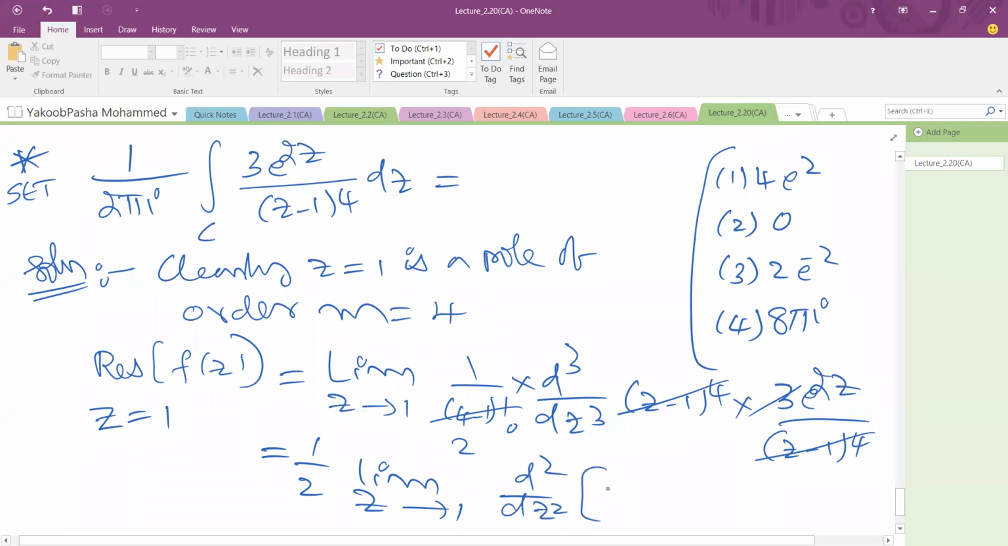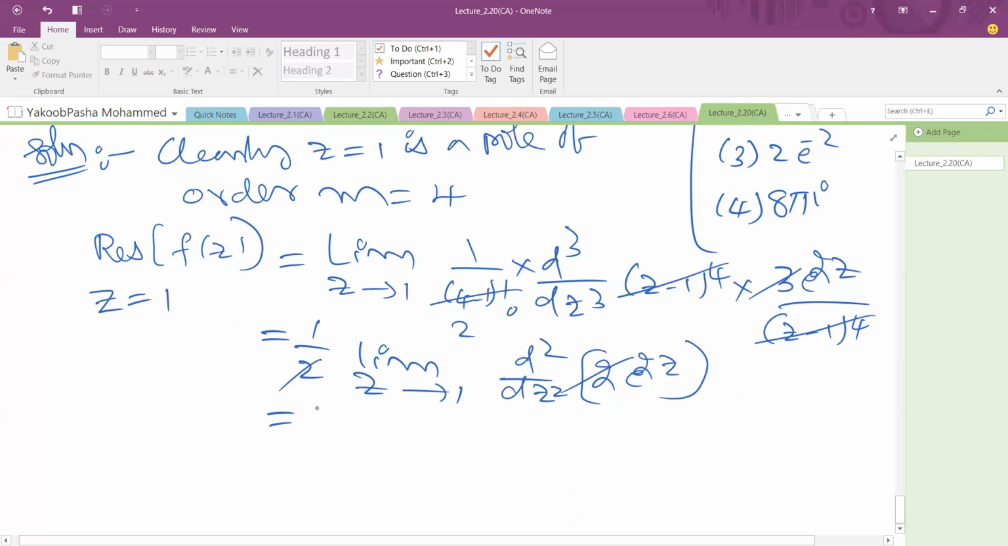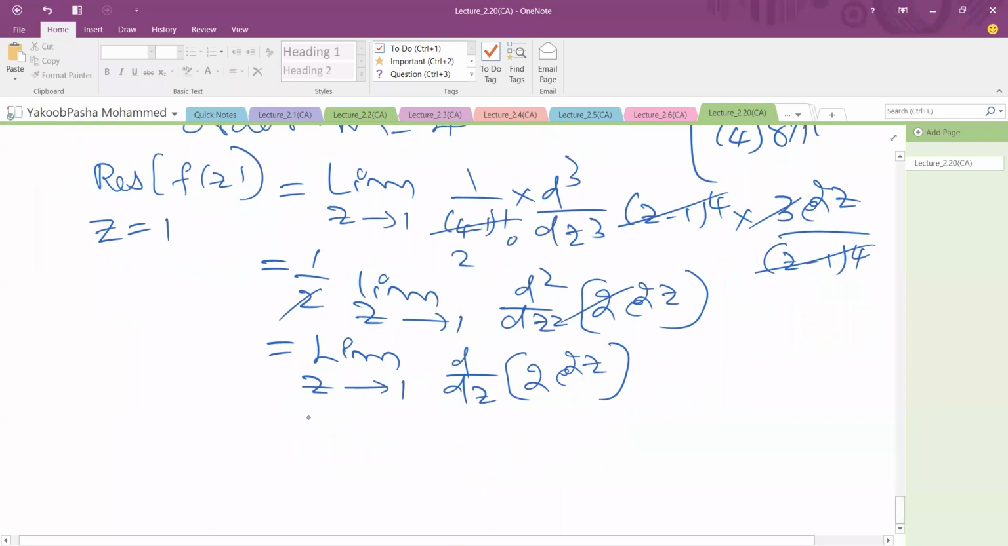One time differentiation is 2 e power 2z. So 2 will be cancelled. Again differentiate: limit z tends to 1 d by dz of 2 e power 2z, which is 2 e power 2z. So this is equal to limit z tends to 1 4 e to the power of 2z. Apply z is equal to 1, we get 4 e squared.